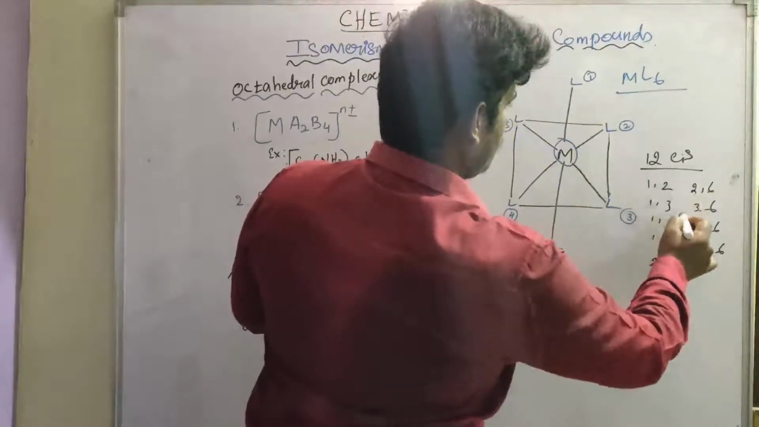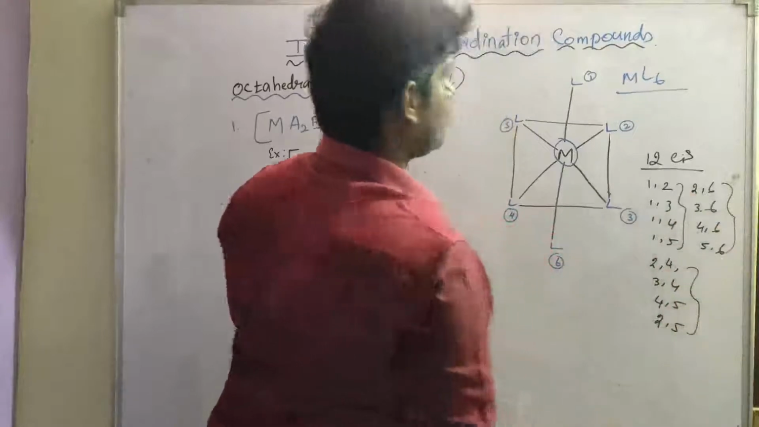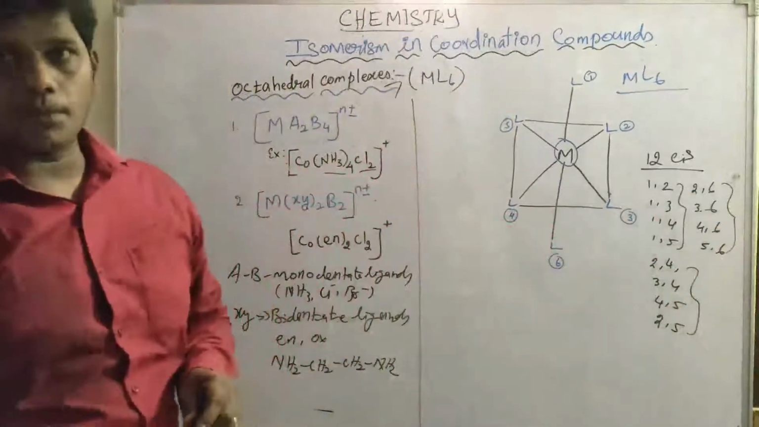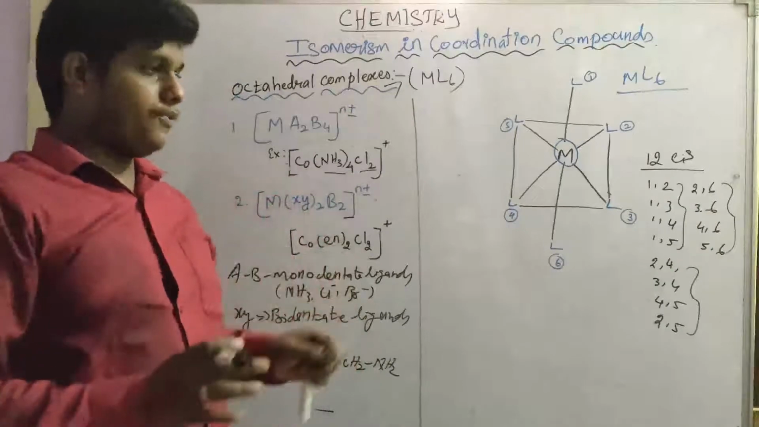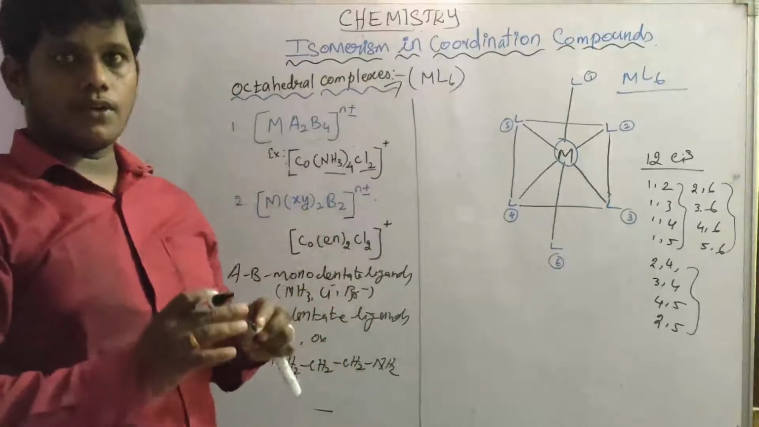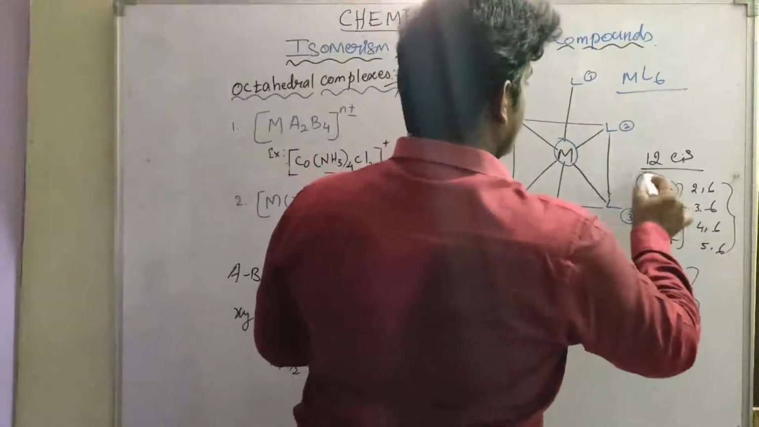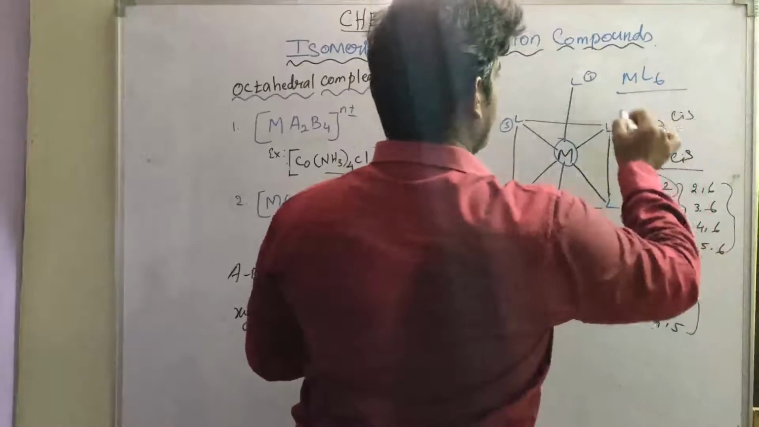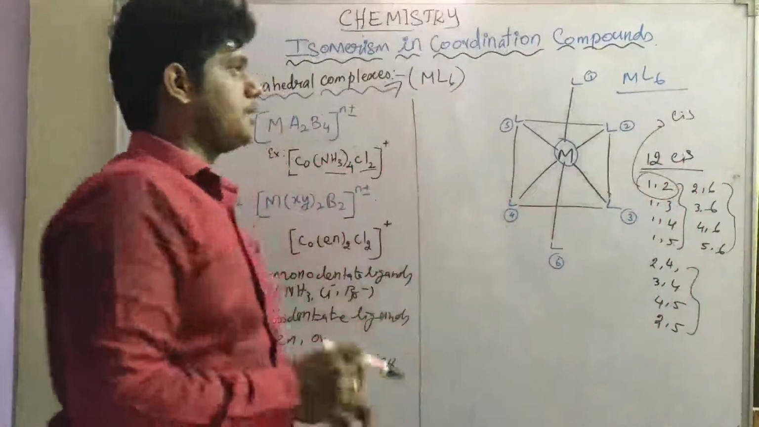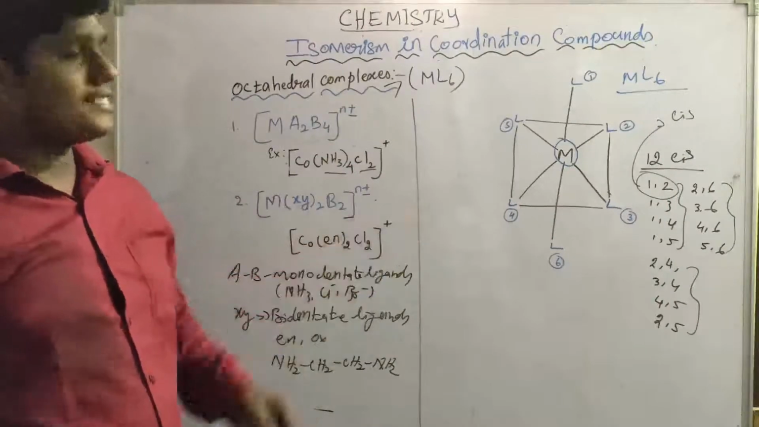Total, 4 here, 4 here and 4 here, so totally 12 cis positions are present in the octahedral complex. Don't get confused, because we take only the simple one. We have fixed the 1 and 2 position. This 1 and 2 position is a cis position. Similarly for the trans position.